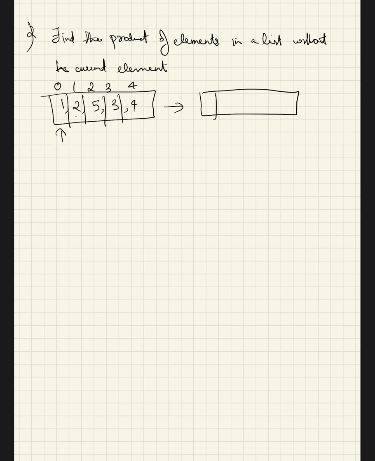So that is 2 5 3 4, right? 10 into 3 is 30, 120, right? Now for the second index, it's basically everything other than index 1. So that is 1 into 5 into 3 into 4, which becomes 15, 60, right? And in the third index, it's basically 1 into 2 into 5, that's 10, 10 fours are 40, right?